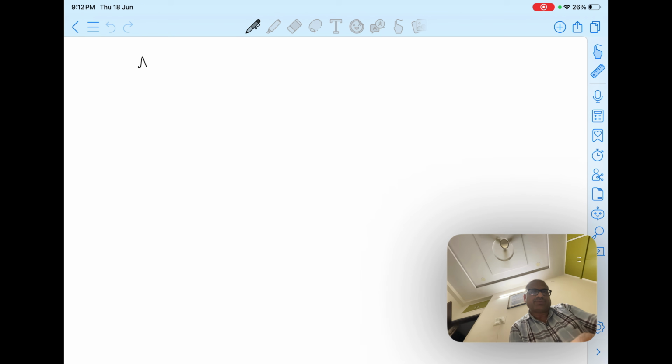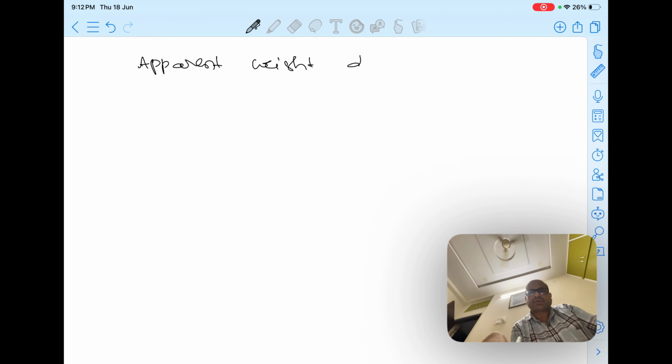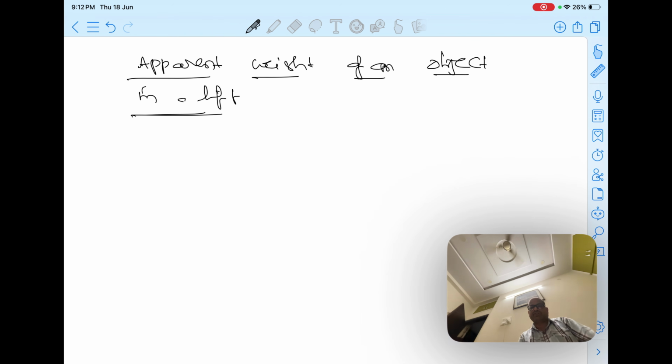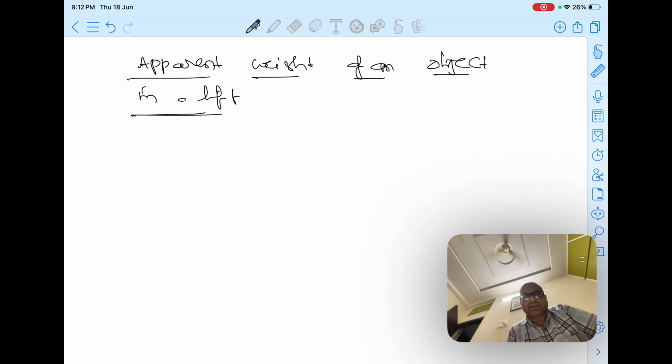Now today we'll talk about the apparent weight of an object in a lift. First of all, we should know what a weighing machine actually measures, then we'll talk about the apparent weight of an object in a lift.